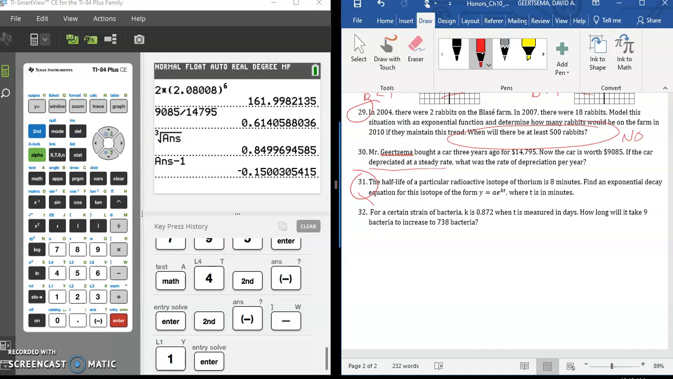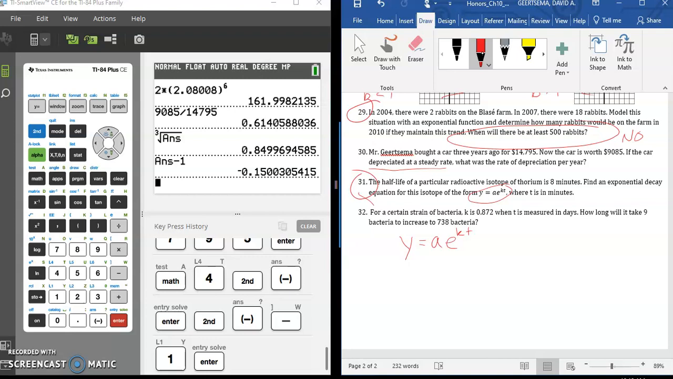Okay, the half-life of a particular radioactive isotope of thorium is 8 minutes. That means it takes 8 minutes for you to have half as much. Find an exponential decay equation for this isotope in the form y equals that, where t is in minutes. Okay, so again, you don't have to really figure out what formula to use because they gave you the formula. So we're going to start with A equals e to the kt. Remember, this is a science formula for things that decay at a continuous rate. That's why we see the e.